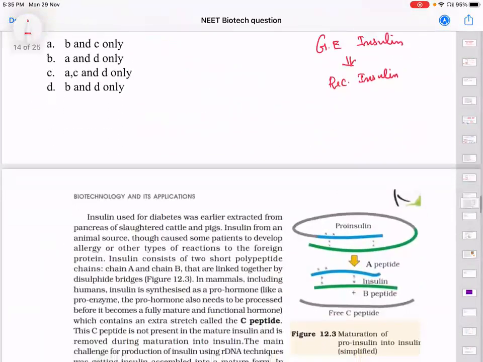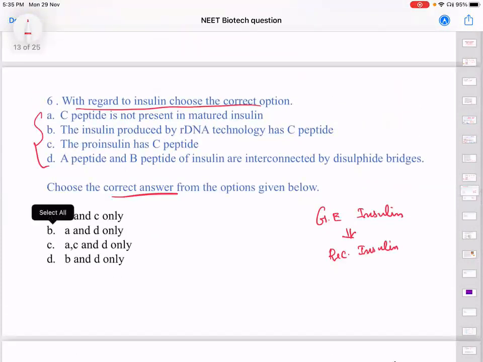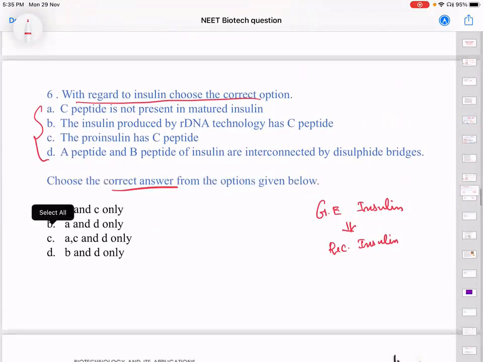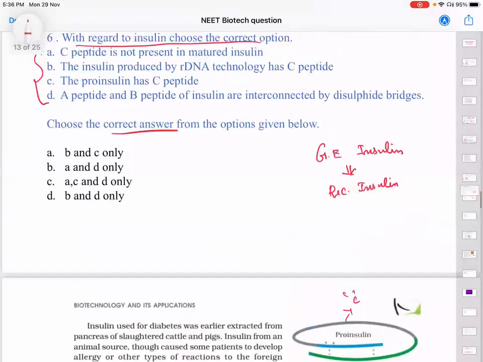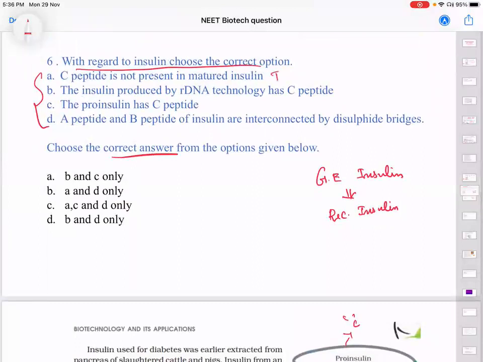You can see that the C peptide is not present in matured insulin. So this is the matured insulin. From pro-insulin, you have got a matured insulin which has no C peptide. The C peptide which is there in the pro-insulin is removed. This is the C peptide, right? It is removed. So I think this statement is true, right? B statement, the insulin produced by rDNA technology has got C peptide. It is quite contrary to the first statement, right? So this statement is false.